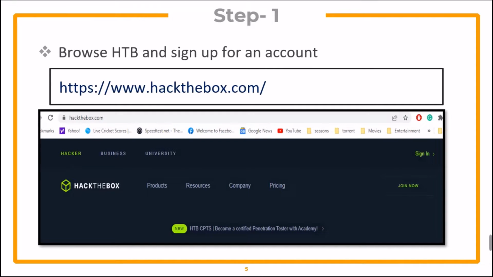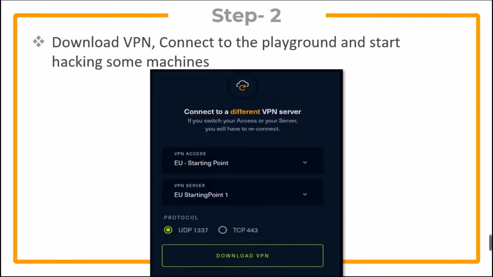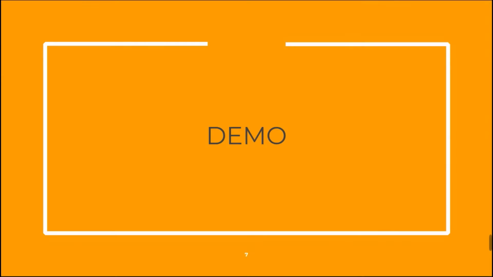First of all, browse to Hack the Box and sign up for a new account. The second step is to download the VPN and connect to Playground and start hacking some machines. Let's see some actual demonstration.